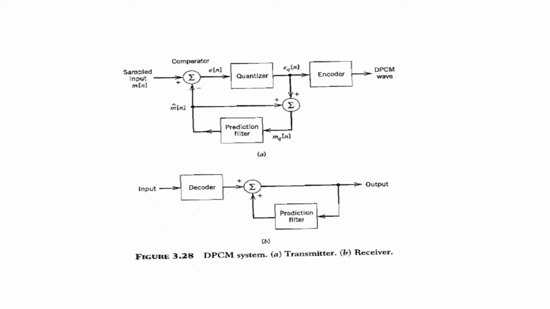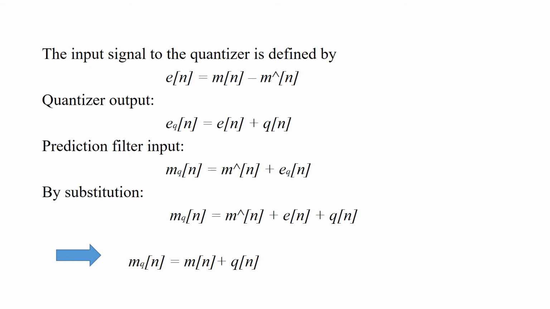And here is the transmitter and receiver of the DPCM. Here is a modulator which contains the comparator, quantizer, and the prediction filter. Now let's see the input signal of the quantizer, which we saw in the previous slide. E of n is equal to M of n minus M cap of n. M of n is the unquantized input sample and M cap of n is the prediction. E of n is the prediction error. And we will get a quantizer output as EQ of n, which is E of n plus Q of n. Q of n is the quantization error. EQ of n is the quantizer output.